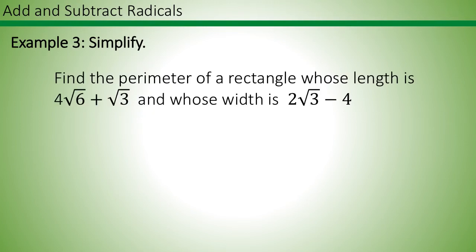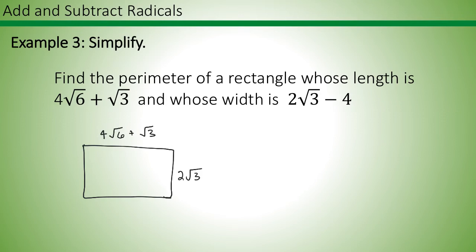Here's another example. It says find the perimeter of a rectangle whose length is 4 root 6 plus root 3, and whose width is 2 root 3 minus 4. So let's draw a picture to go with this thing. Okay, so let's say that this is 4 root 6 plus root 3. This side is 2 root 3 minus 4. If this is a rectangle, we know that this is also 2 root 3 minus 4. And this is also 4 root 6 plus root 3.